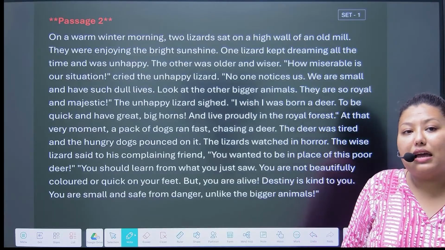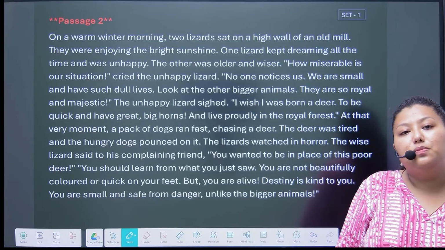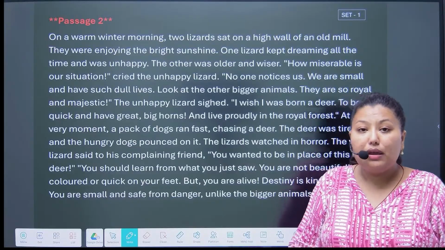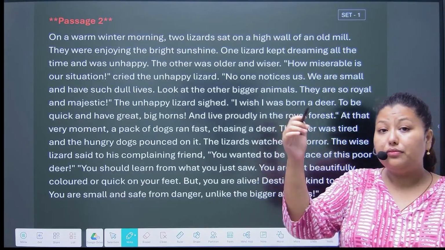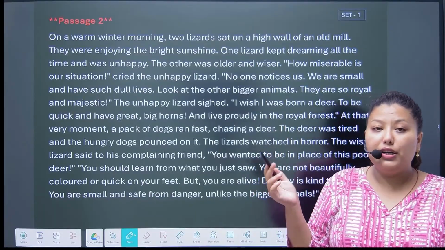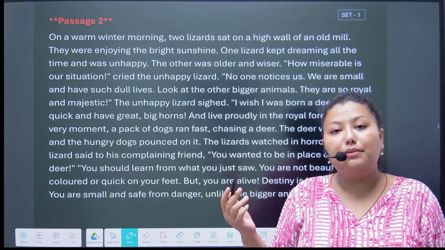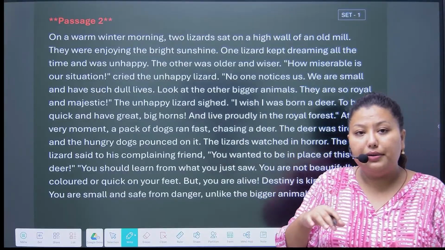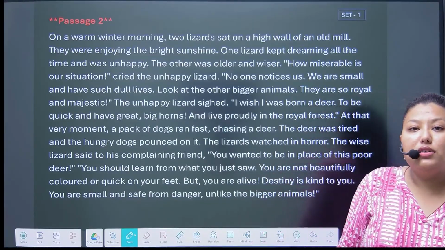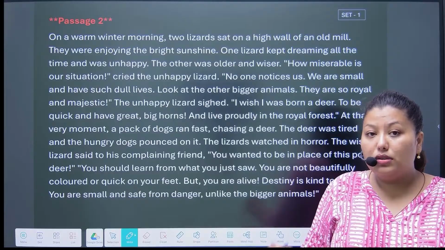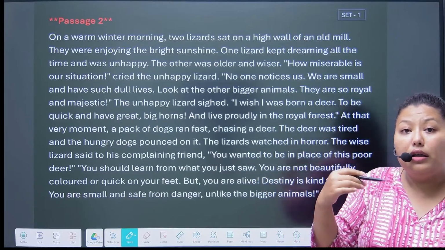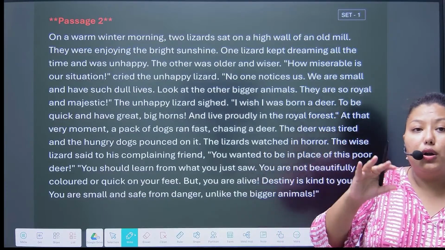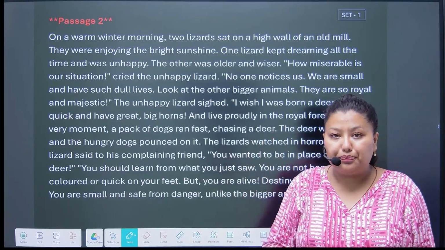The deer was tired and the hungry dogs pounced on it. So the deer was tired after running, and the hungry dogs pounced on it. That means they jumped on that deer. The lizards watched in horror. So the two lizards were watching that scene, in horror after seeing the hungry dogs eat the deer.